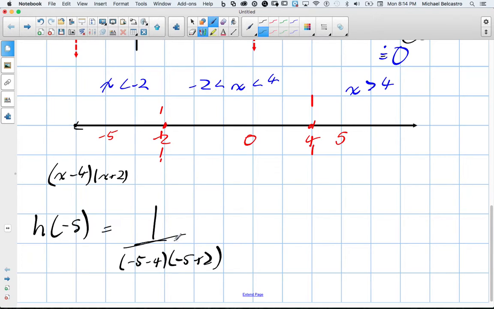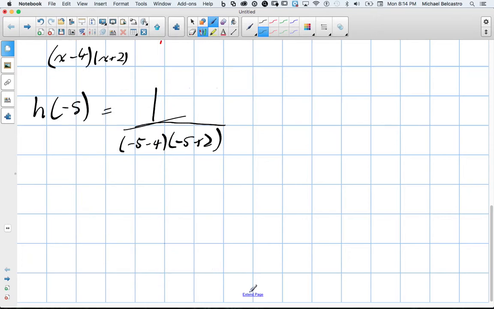Now, the value is wonderful. It gives us a coordinate, but really I only need to know if it's positive or negative. So I have 1 over, that's going to be a negative, that's going to be a negative. A negative times a negative is a positive. So this is a positive divided by a positive. I know my value is positive.